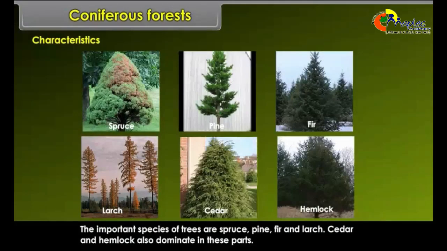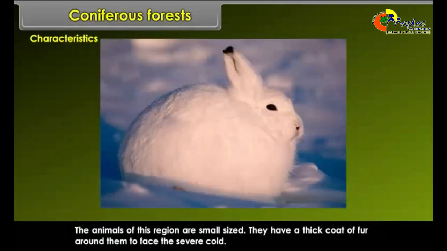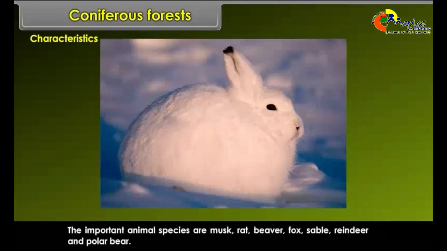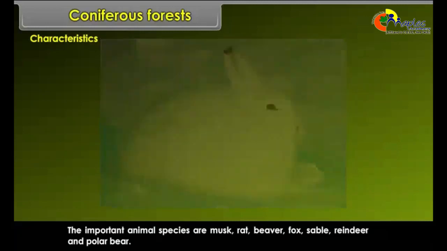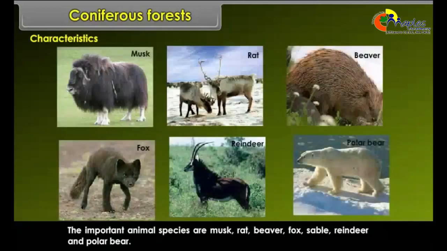The important species of trees are spruce, pine, fir and larch. Cedar and hemlock also dominate in these parts. The animals of this region are small-sized. They have a thick coat of fur around them to face the severe cold. The important animal species are musk rat, beaver, fox, sable, reindeer and polar bear.